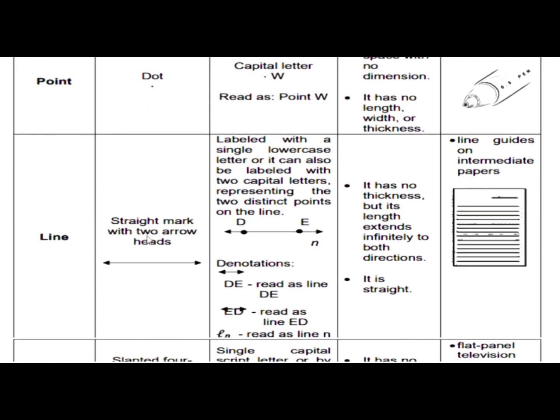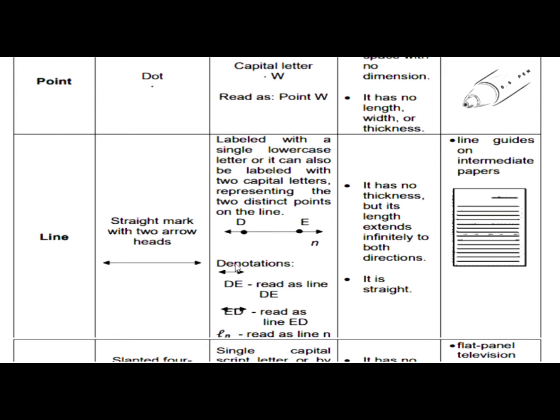Next is the line. This is a straight mark with two arrowheads. So these are the arrowheads. It is labeled with a single lowercase letter. For example, we have the small letter n and read this as line n. It can also be labeled with two capital letters. We have point D and point E, representing two distinct points on the line, and read this as line DE or line ED.